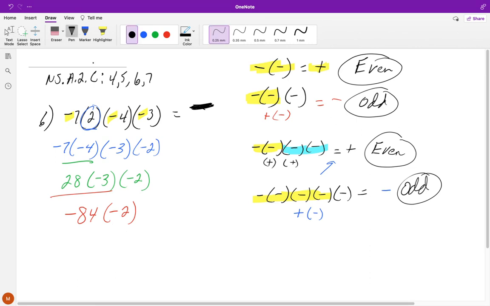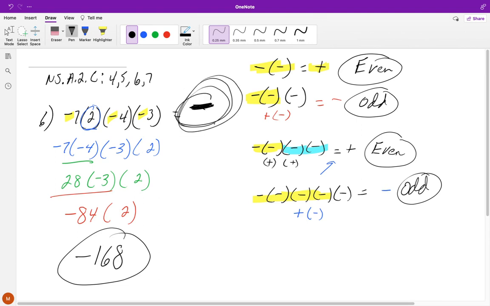whoops, I realized here as I rewrote, this 2 should never have been negative. So let me just go ahead and erase it. So now we have -84 times +2. So we know it's going to give us a negative as an answer. And then 80 times 2 is 160. 4 times 2 is 8. So it's -168. And you see, I made a mistake when I rewrote putting the negatives with the 2's, but I knew my answer at the end because at the very beginning of the problem I said it had to be negative.